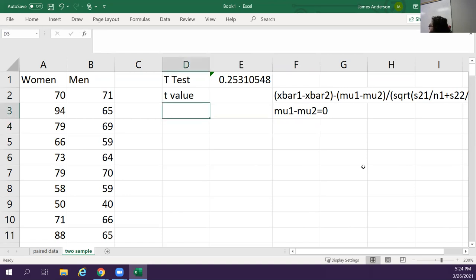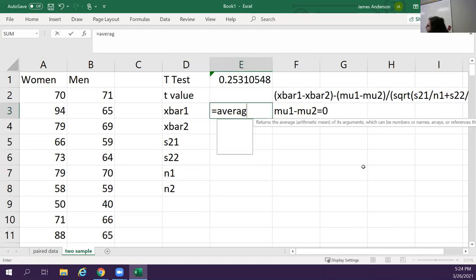So what we need to have is x bar 1, x bar 2, standard error, S squared of 1, S squared of 2. So remember that is the variance, not the standard deviation. And we need N1 and N2.